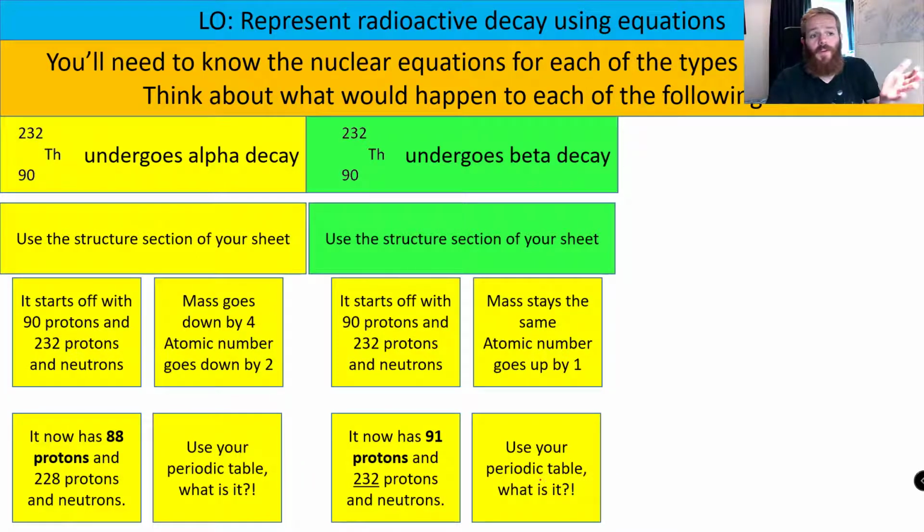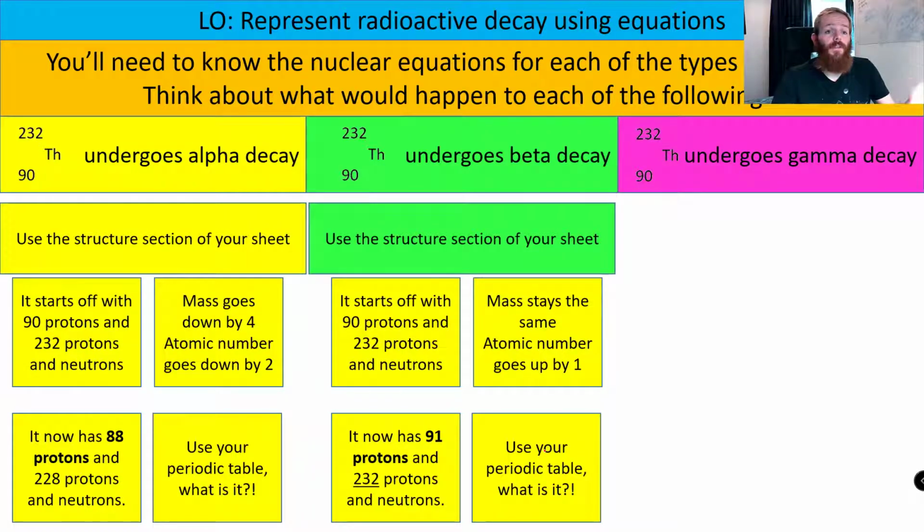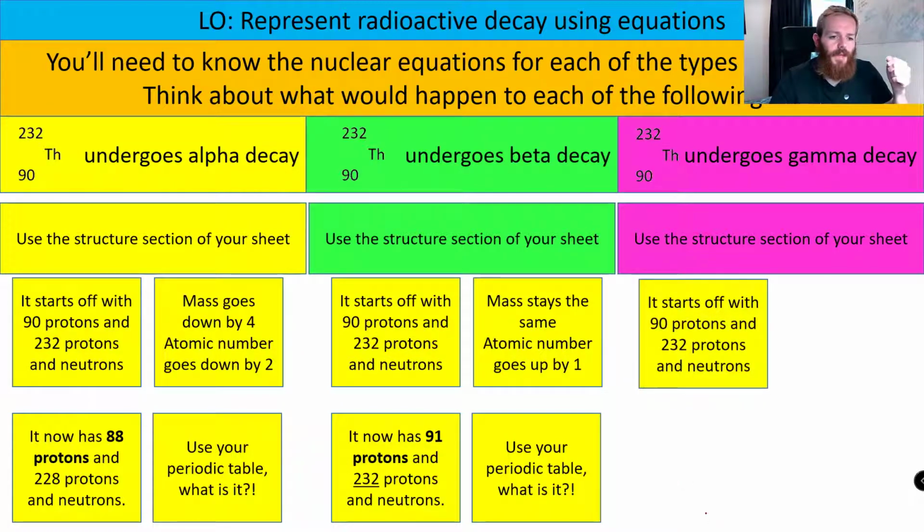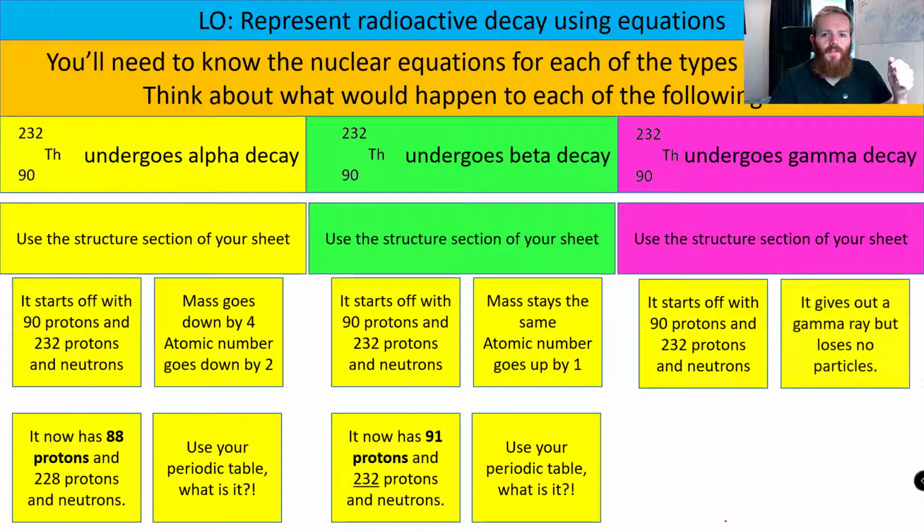The last one is dead easy, to be honest with you, and I'm only going to mention it once, and then we're not going to do any more about it in this lesson because, well, there's not much to remember. If I were to have thorium again and it underwent gamma decay, then, well, let's have a look what happened. So again, you think about the structure section in your sheet. Gamma was just a wave, it wasn't a particle. So I started off with 90 protons and 232 protons and neutrons, and everything stays the same.